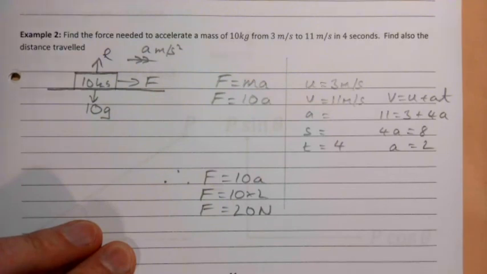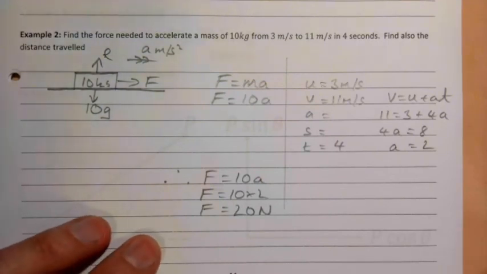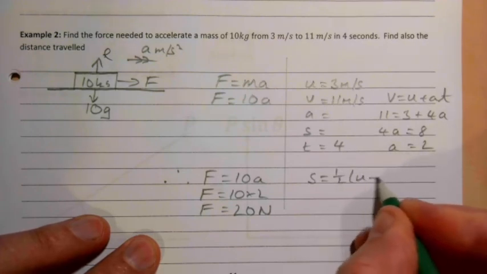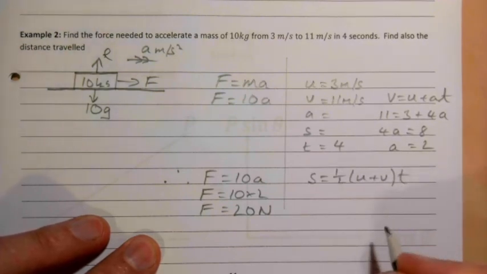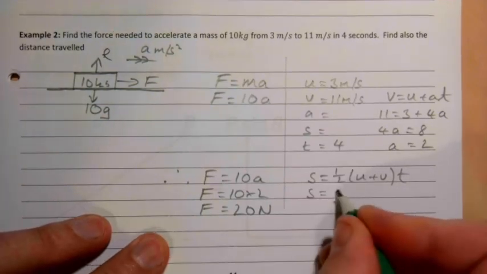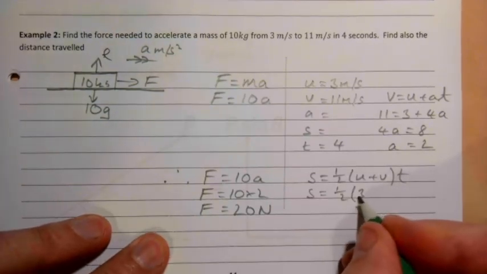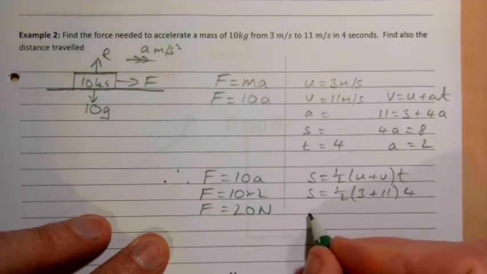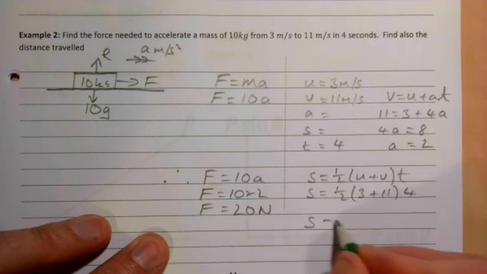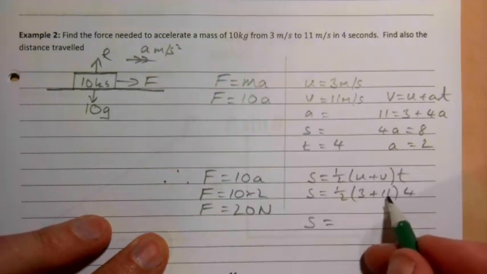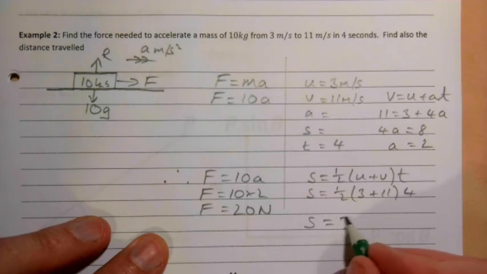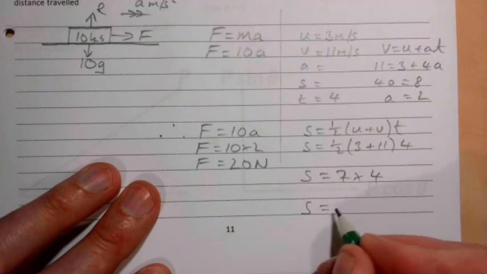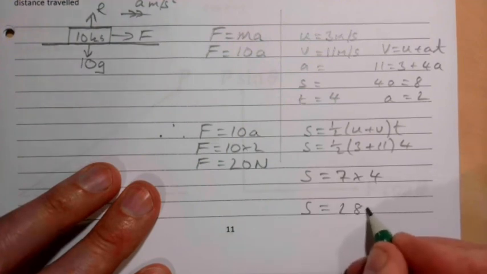The other thing we've also been asked to work out is the distance travelled. So for this we're going to use s equals a half (u plus v) times t. s equals a half times (3 plus 11), and our time then is 4. 3 plus 11 is 14, divided by 2 is 7. So 7 times 4, and then s is going to be 28 meters.